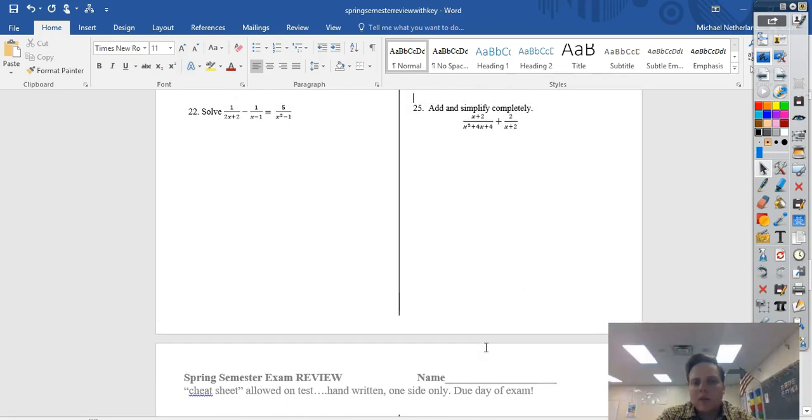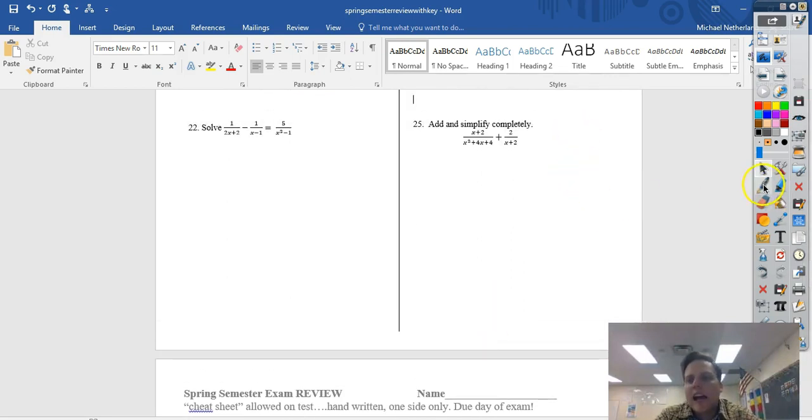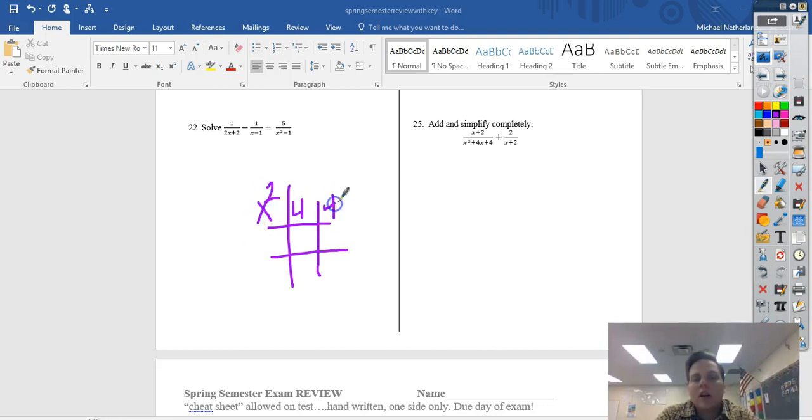Add and simplify completely. Okay, in order to add fractions, they have to have the same denominator. So I start by factoring. X squared plus 4x plus 4, I factor through tic-tac-toe. So x squared, 4x squared. That gives me 4x. What are two numbers that multiply to 4x but add to 4x? Hopefully you're like, oh yeah, 2x and 2x. X squared and 2x, what do they have in common? X. X times what is 2x? 2. Go across. So this guy is now x plus 2 times x plus 2.